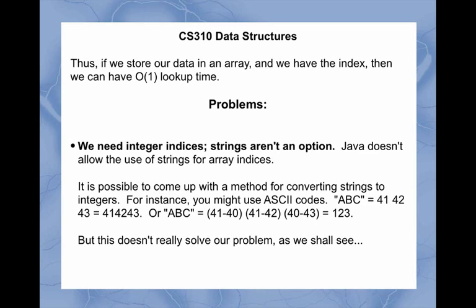So here we have ABC, and the ASCII codes for ABC are, in hexadecimal, 41, 42, and 43. So we could just take those and concatenate them together to make an integer, 41, 42, 43. Or we could go ahead and say A is 1, B is 2, and C is 3. Do this by subtracting 40 from each of them. So that would give us 1, 2, 3 for ABC. This doesn't completely solve the problem, though.